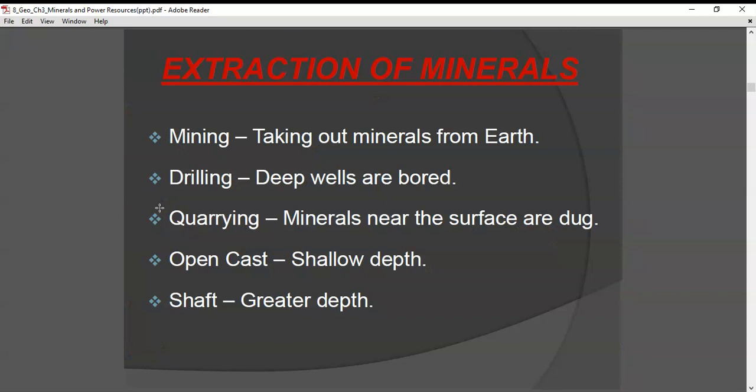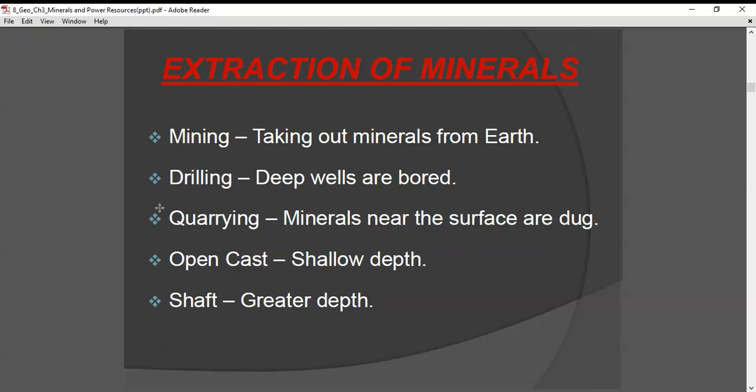So, extraction of minerals. Mining is taking out minerals from the earth. Where drilling is used, we have deep wells which are dug. You might have seen the drilling of a bore well. Has anyone of you seen how a bore well is drilled? Oil wells are dug in the same way. A small hole is made, not more than 1 or 2 feet, and the drilling happens so that minerals can be extracted.